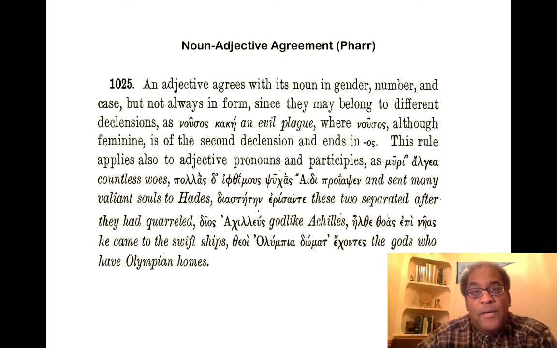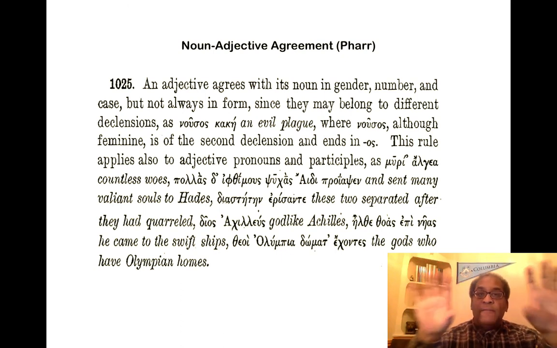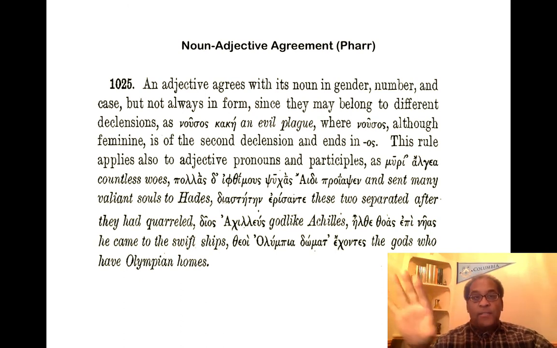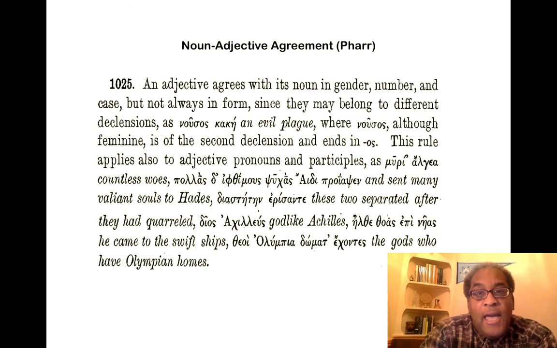Now, the question of noun-adjective agreement. Because a noun and an adjective have to fit together, kind of like when you're getting dressed, you want to make sure your shirt matches your pants. And so an adjective agrees with its noun in gender, number, and case, but not always in form, since they may belong to different declensions. This is the key point. So, nousos kake, an evil plague, where nousos, although feminine, is of the second declension and ends in omicron sigma.